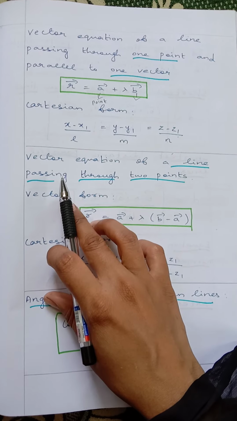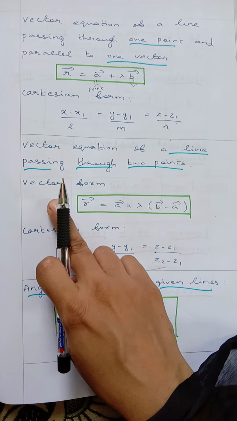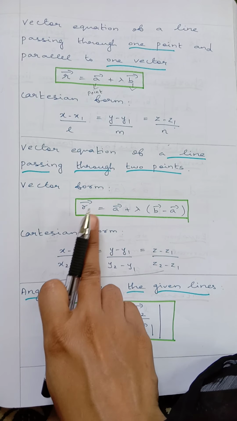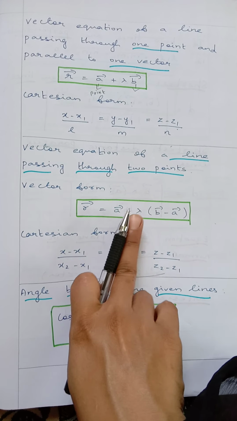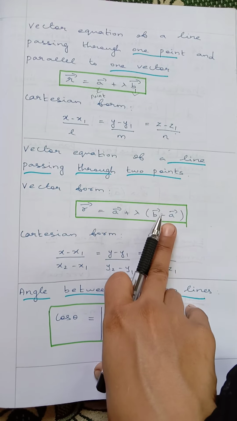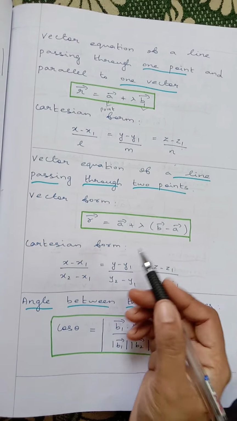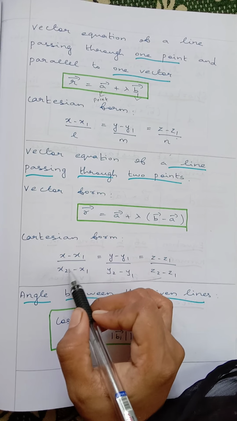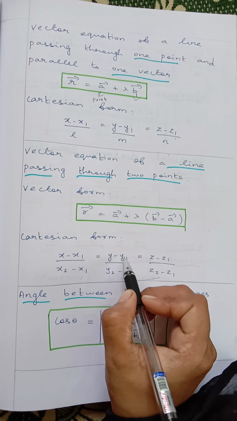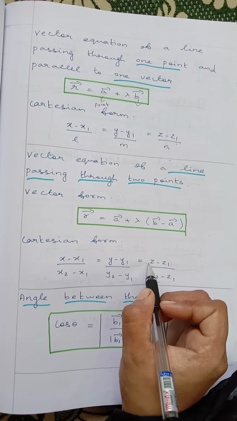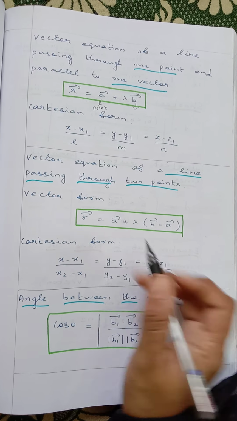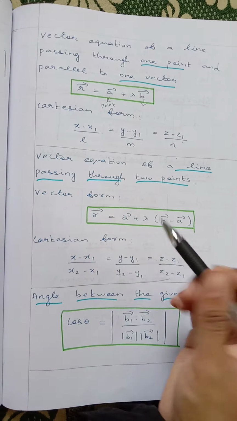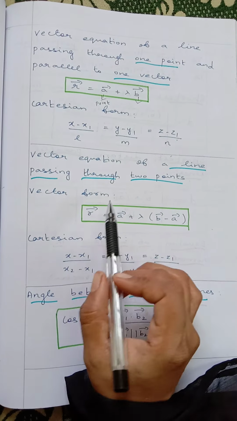Okay. Next one is the vector equation of a line passing through 2 points. Okay. Vector form: r vector is equal to a vector plus lambda into b minus a. So this a, b both are points here. Okay. The Cartesian form is x minus x1 by x2 minus x1, y minus y1 by y2 minus y1, z minus z1 by z2 minus z1. So this is the vector equation passing through one point parallel to one vector, and the vector equation passing through 2 points.